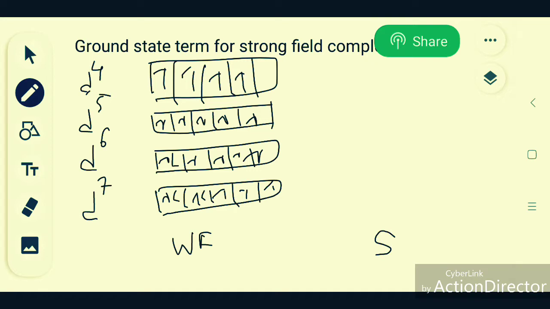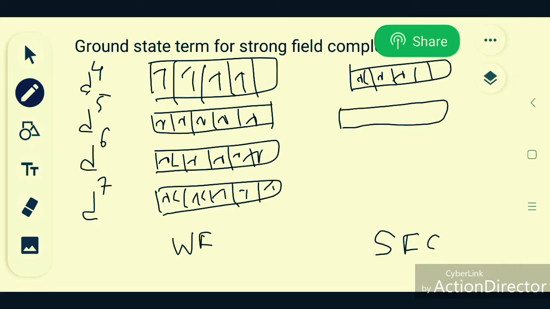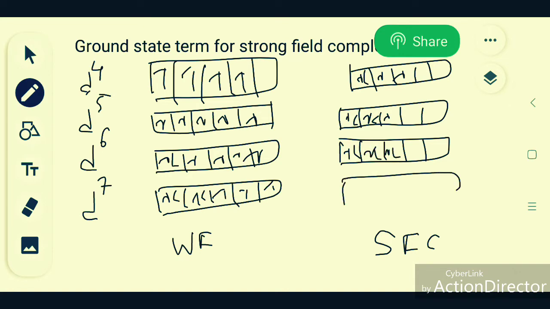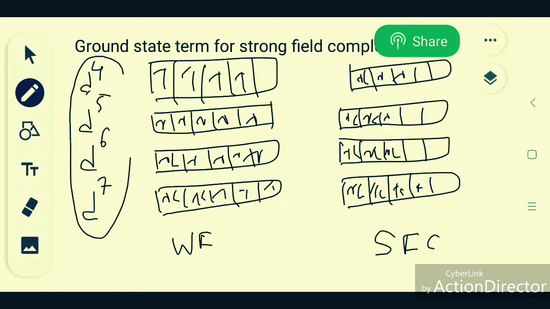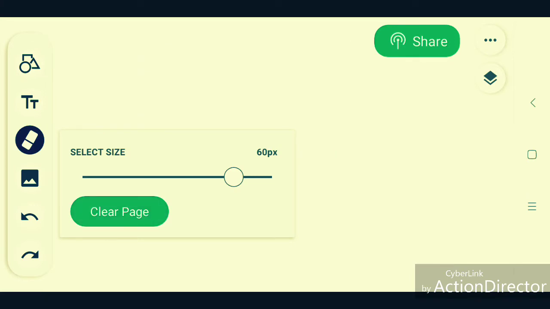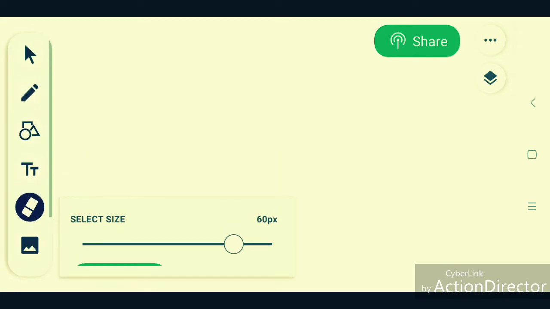In strong field complexes, for the d4 configuration, the configuration becomes like this. For the d5 configuration, it becomes like this, so the electrons become paired. For the d6 configuration, all the electrons are paired. And for the d7 configuration, again for strong field complexes, the arrangement will be like this. Due to the different arrangement of electrons in different fields, the ground state term for these four configurations will be different for weak field and strong field complexes. Now we can calculate the ground state term for strong field complexes.